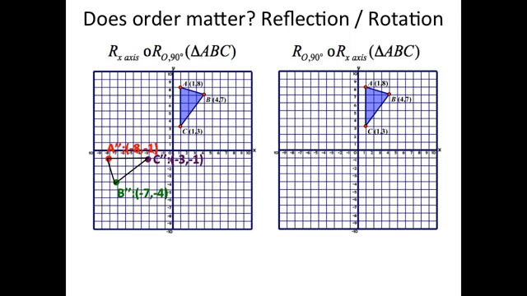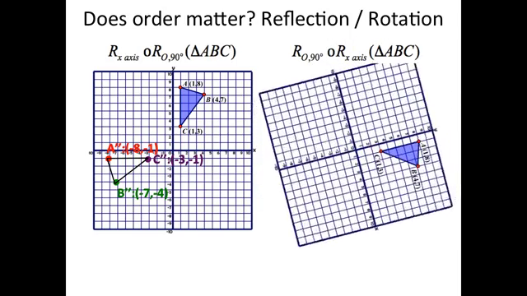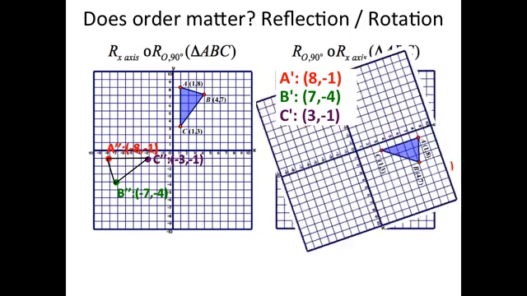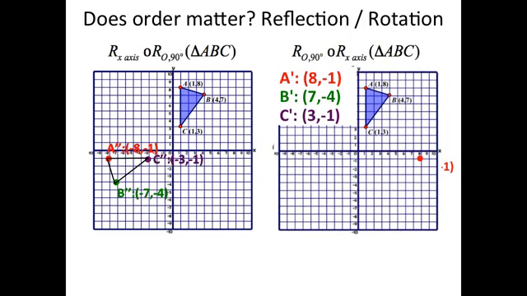Now the example on the right, first we're going to rotate 90 degrees around the origin, put in our points. So A prime is 8, -1, B prime is 7, -4, C prime is 3, -1. Let's write those points down so we can rotate our paper back, put in those new points, and draw our triangle. And so now I have rotated, but I still need to reflect across the x-axis.